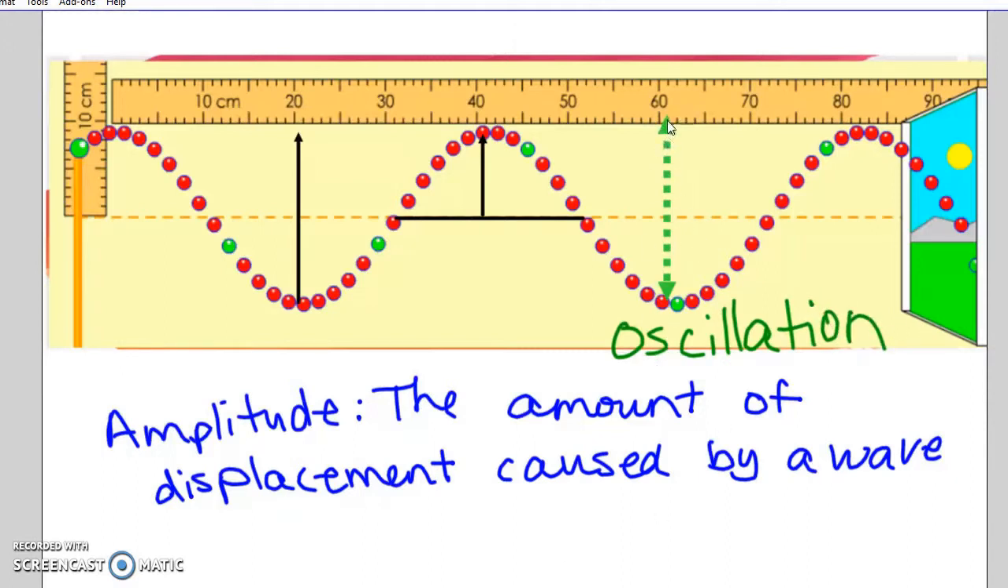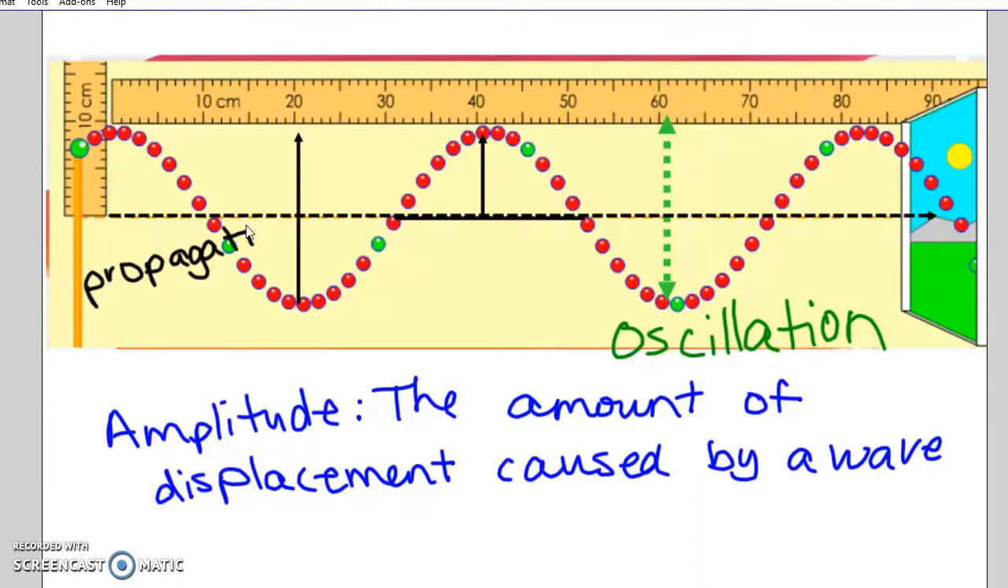And oscillation is the direction the particles of a medium move. So in this case, since this is a transverse wave, the particles are moving up and down. They are moving perpendicular to the direction of propagation. So here I can draw in this arrow, and this is the direction of propagation. Propagation is the direction the energy is moving. So here my particles are moving up and down. With propagation, the energy is actually moving left to right.